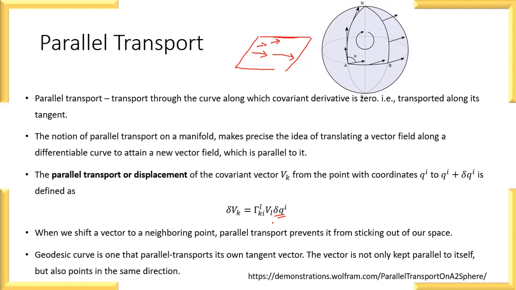So if a vector is parallelly transported as well as the distance between it is kept minimum, then it is a geodesic curve. The vector is kept parallel to itself and also it is transported along the same direction. Its components are kept the same, it is kept parallel to itself, then it goes through a geodesic curve.